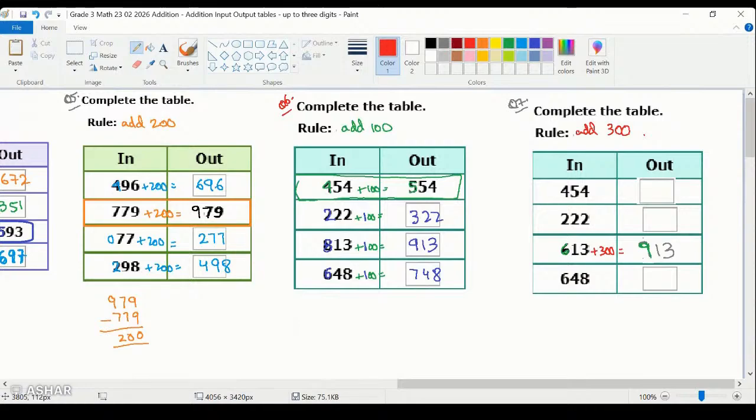So if we add 300 to each of these numbers, what we are doing is we are simply adding 3 to the 100th position. 4 plus 3 is 7, so 754. If we add 300, 2 plus 3 is 5. Tens and units stay as they are. 754, 522, and 6 plus 3. Perfect. That means 948.